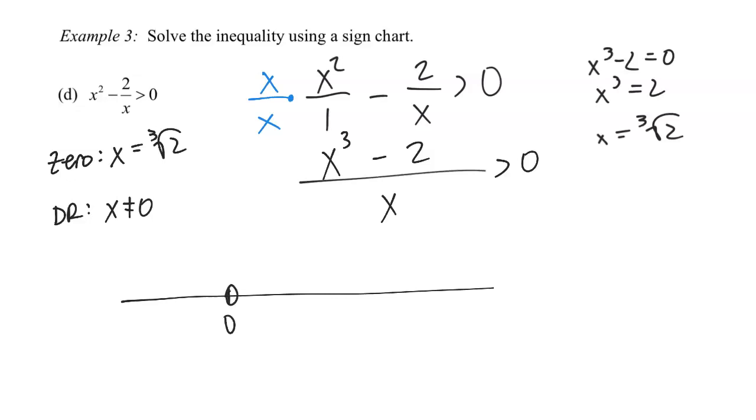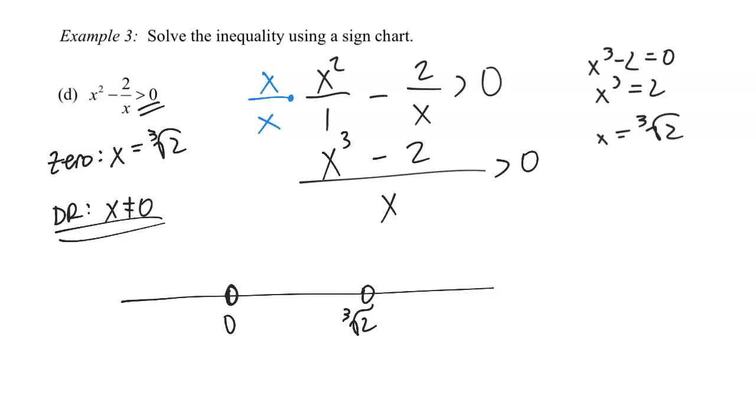It is not going to be included because as a domain restriction, it is never going to be included. Domain restrictions are never included in our answer. And then the cube root of 2 is a 0. Looking back up here at the inequality symbol, we're not including zeros on this particular problem. So I'm going to put an open circle there above cube root of 2.